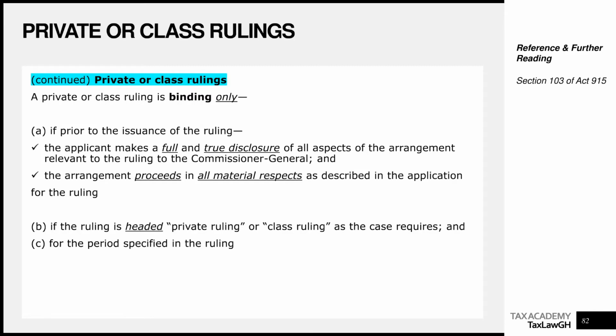So take note, this is also a very common exam question. Under what conditions will a private ruling be binding on the Commissioner General? These are the answers. You make a full and true disclosure of all aspects of the arrangement relevant to the ruling. Then you actually proceed with the arrangement in all material respects as you described in your application. The application is headed a private or class ruling, and then it's binding for the period specified in the ruling. Remember this, very, very important.